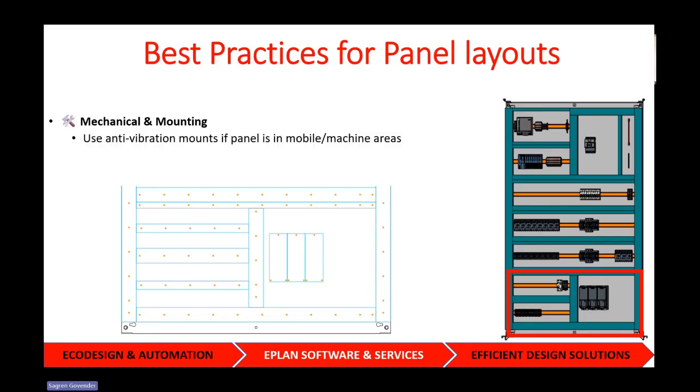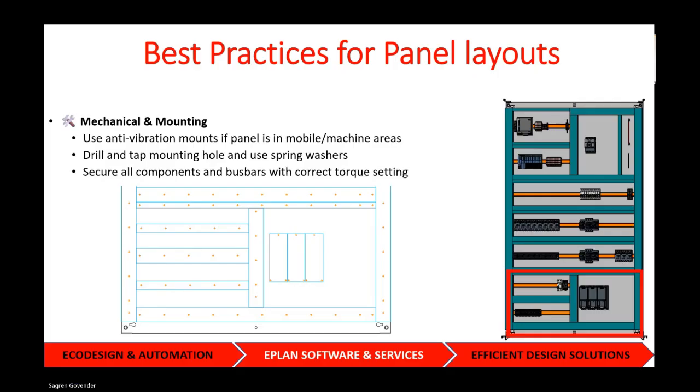Mechanical and mounting, I think we may have touched on this slightly, but in an environment where there's high vibration, like a mobile machine, crane or something like that, you may want to use spring washers and so forth to make sure that your DIN rails, trunking, and devices are well secured, and try drilling and tapping rather than just screwing into the gear tray. Secure all your components, and just make sure there are some notes on your drawings if you're using bus bars and so forth, that they are torqued to the correct setting. So it pays to have a few notes in your drawings regarding this.